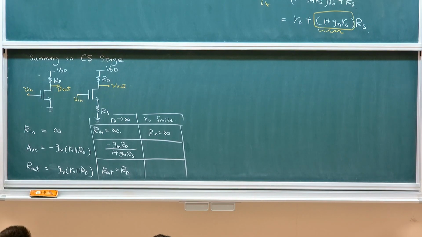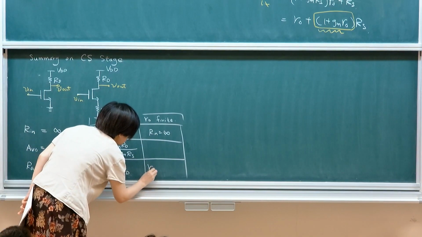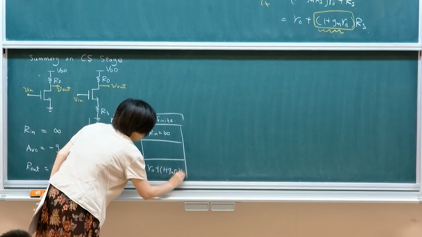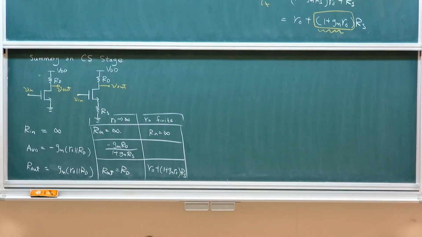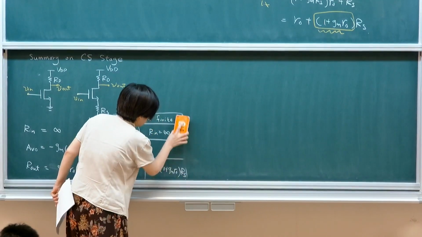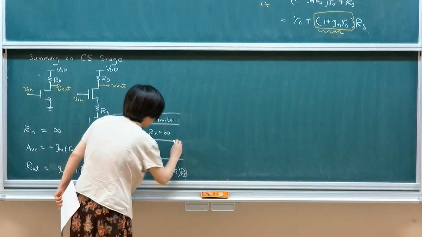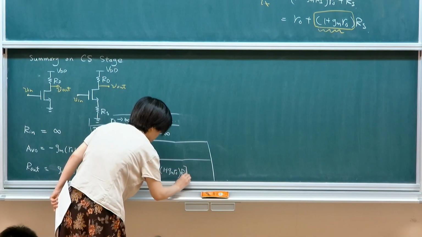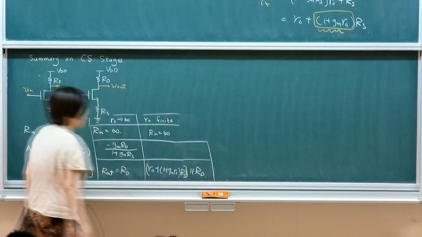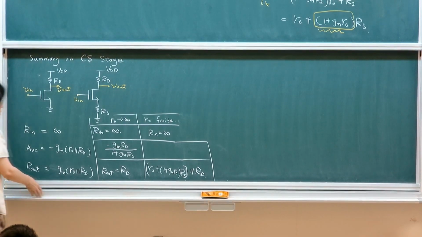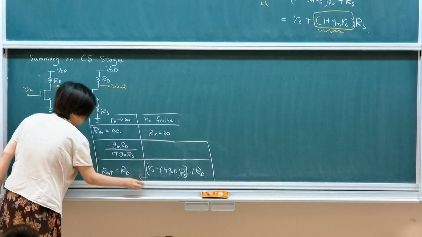And on the right-hand side, we already know that if RO is finite, you need to include this 1 plus GM RO RS. Your source resistance is being amplified, therefore your output resistance, let me just be precise in case I don't make that, should be the whole thing in parallel with RD, right? So if your RO is infinite, you will still return to this, right?